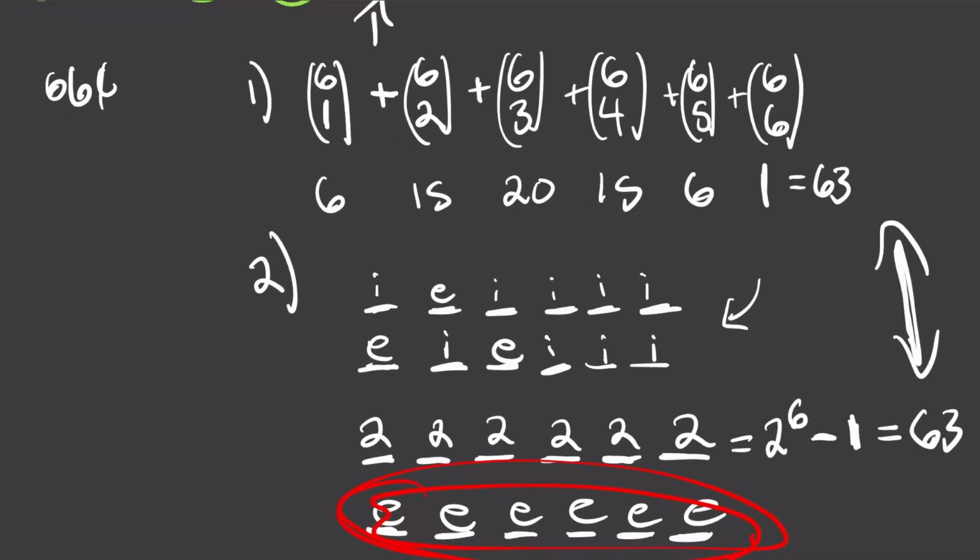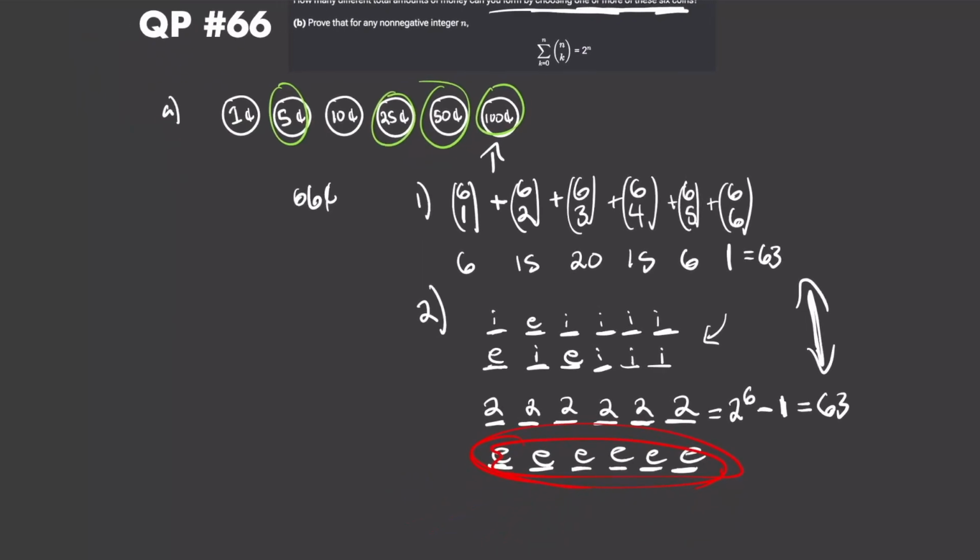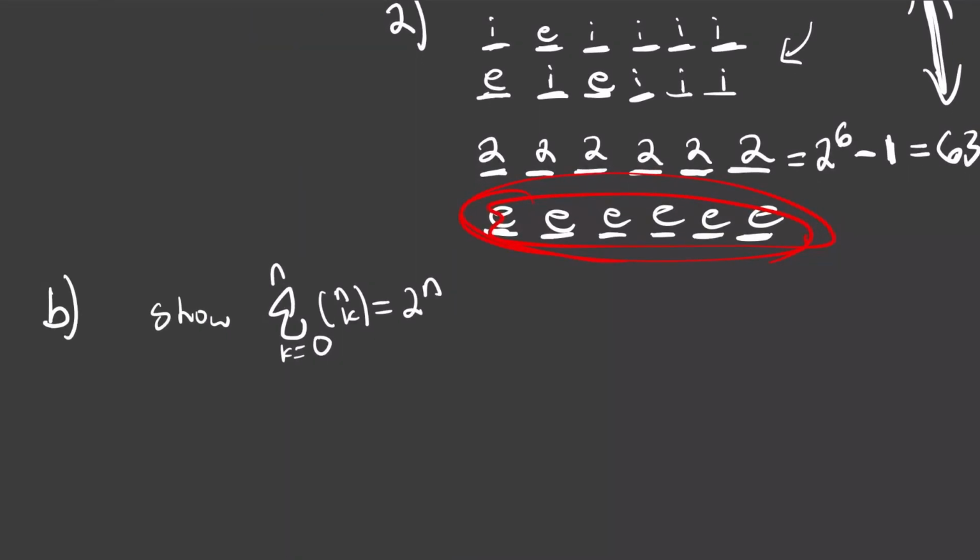Now, can you see how this is related to part B? Well, let's look at part B now. So for part B, this is what we want to show. So in part A, we kind of saw a real application of this, right? The 2 different ways of thinking about it. So how do we actually show this?